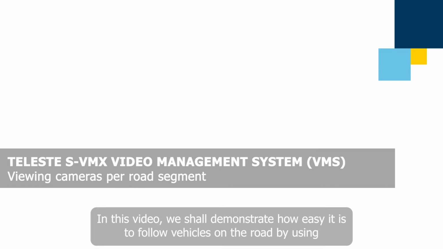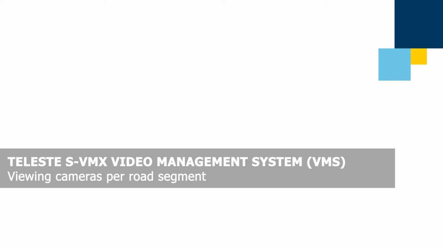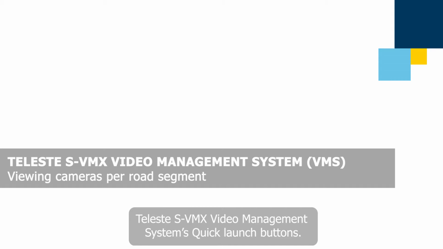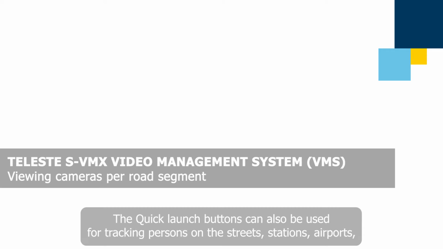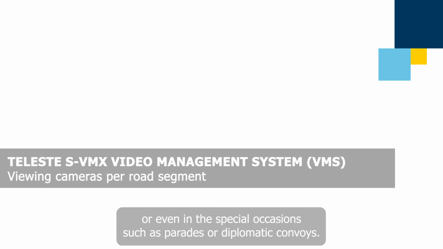In this video, we shall demonstrate how easy it is to follow vehicles on the road by using Teleste S-VMX video management system's quick launch buttons. The quick launch buttons can also be used for tracking persons on the streets, stations, airports, or even in special occasions such as parades or diplomatic convoys.